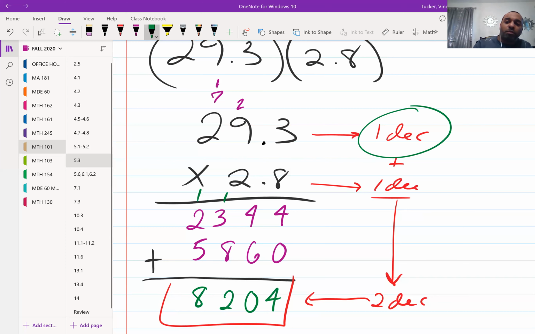Then we have one decimal place in our top number, one decimal place in our bottom number. Add them together, we should have 2 decimal places in our final answer.